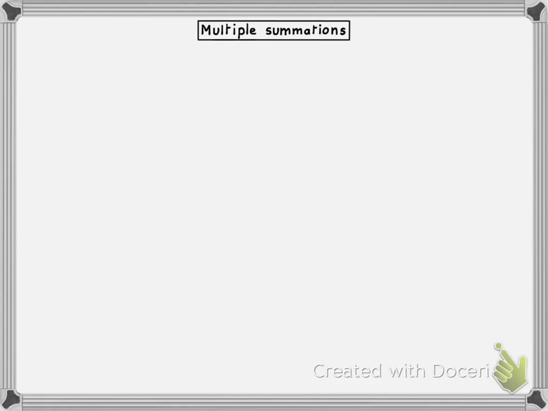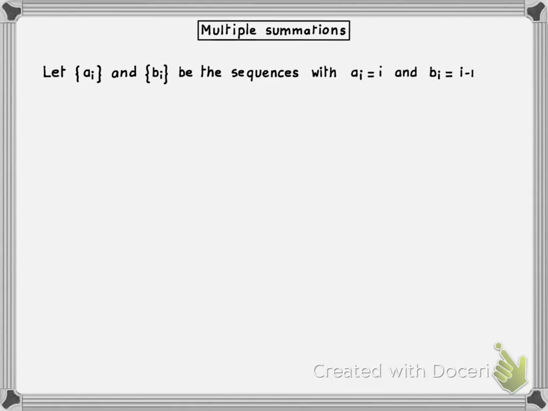Now, let's consider another situation where we have more than one sums nested inside each other. So let's say we have two sequences, a sub i and b sub i, that are defined by the generic terms i and i minus 1 respectively. What we want to know is the value of this expression.